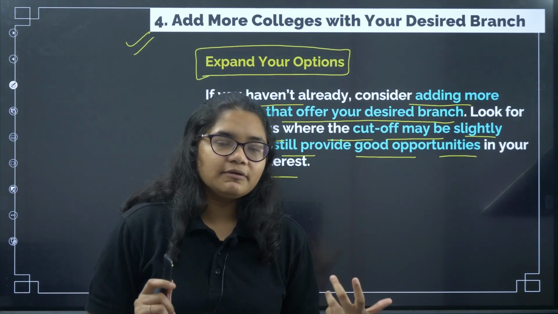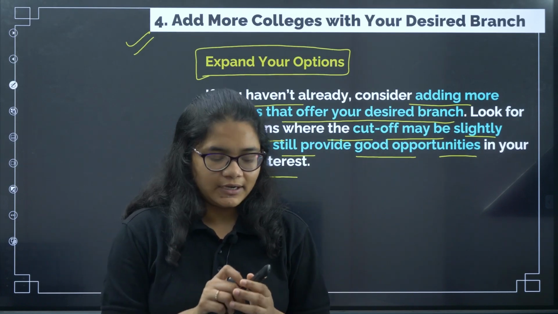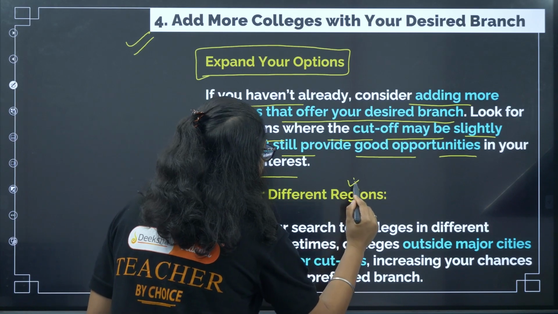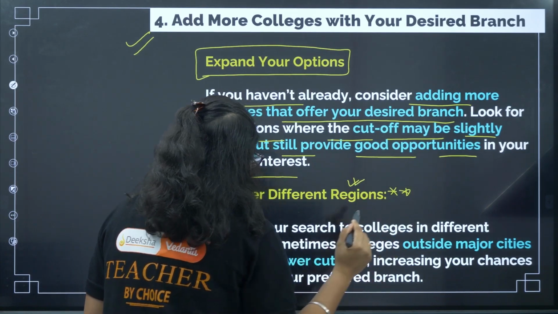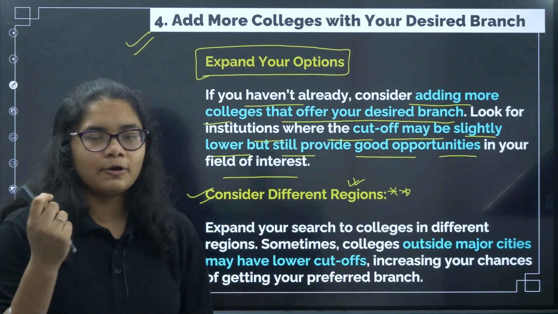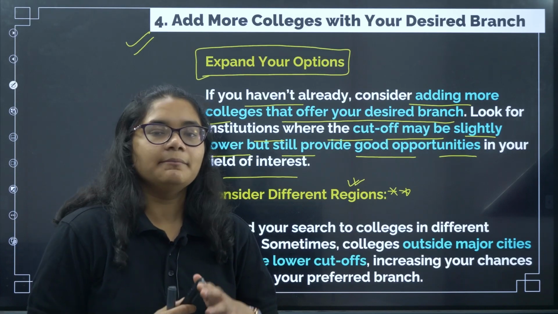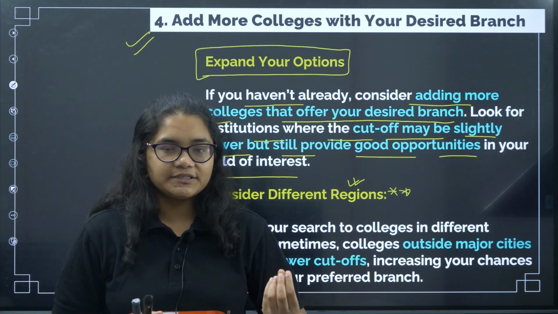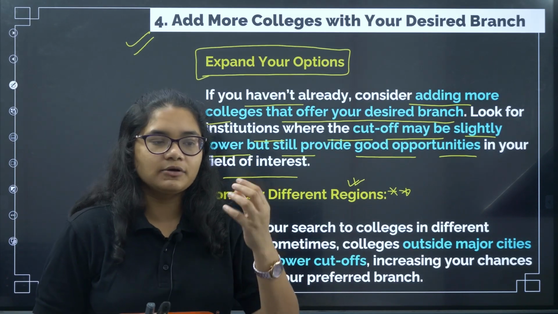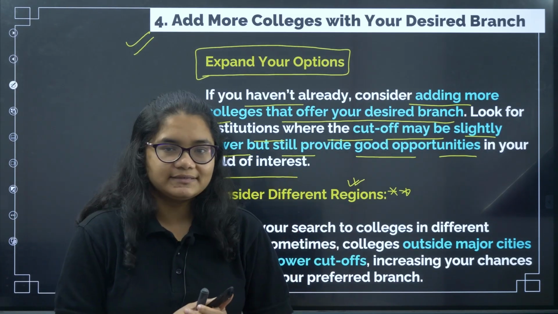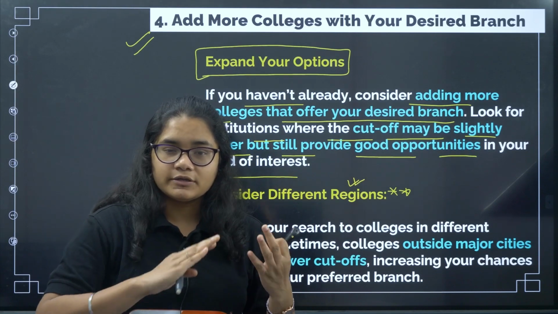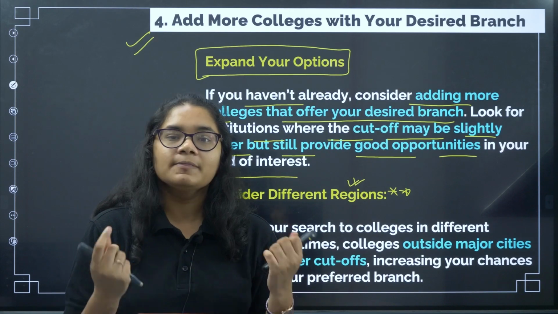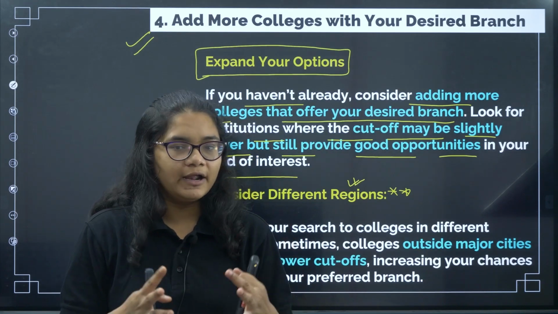So that you can add these colleges in your option entry and you will be getting the desired branch. Now consider a different reason. This is also an important point here. If we talk about the Karnataka KCET examination, the majority of colleges are located in Bangalore. Because of its location, sometimes the cutoff goes high because it is located in a metropolitan city. So you can consider certain colleges which are a little out of Bangalore or towards the outskirts of Karnataka, but yes, still they offer a good education system.